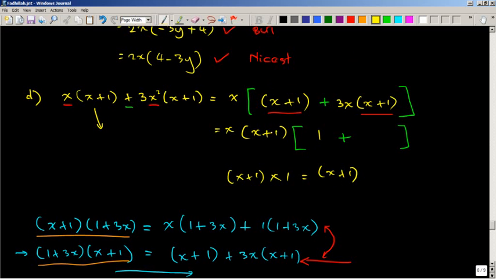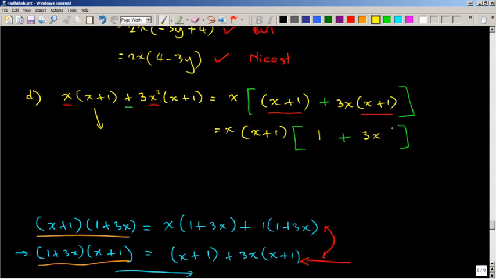Okay. That's how we can take out the x plus 1. Tinggal 1 saja di situ. Okay, next. On the right hand side of the plus sign, we have taken out x plus 1. What is left? Apa yang tinggal selepas kita take out x plus 1? Apa yang tinggal, Fadhillah? 3x. 3x is left.